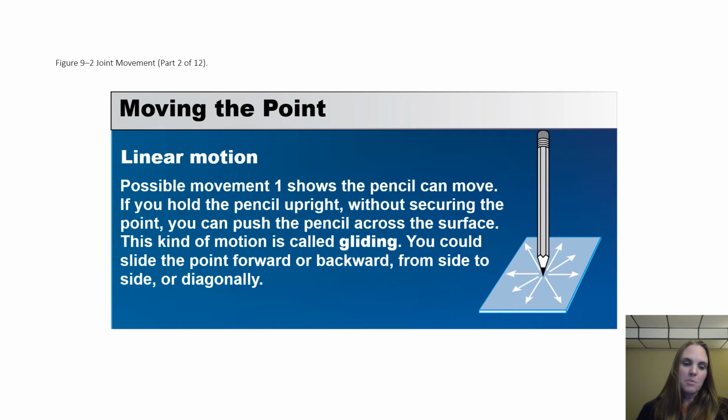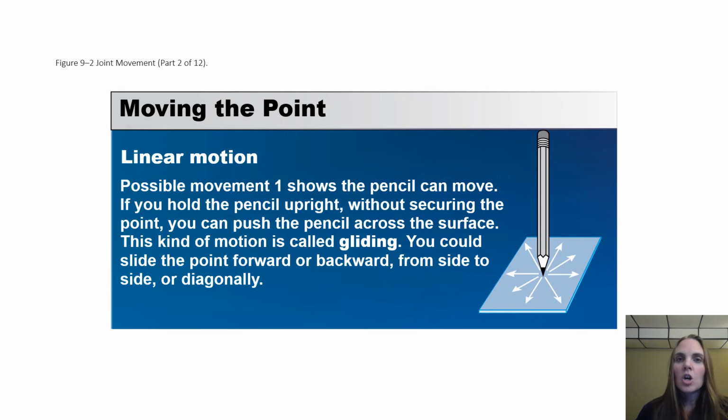Your book gives this example of placing a pencil against a flat surface of paper to kind of help understand the way motion is happening. So I'm going to use my phone instead of a piece of paper. If we hold the pencil upright and we just slide the pencil across the surface like this, this is what's called a gliding motion, and we can slide it from side to side or forward and back. So this gliding motion is a linear motion, and we can see this in movement in bones of the wrist, the carpal bones, bones of the ankle, the tarsal bones, and between the clavicle and sternum.